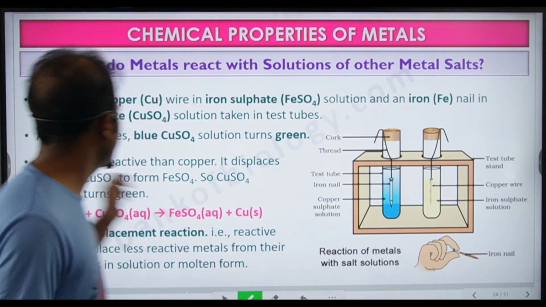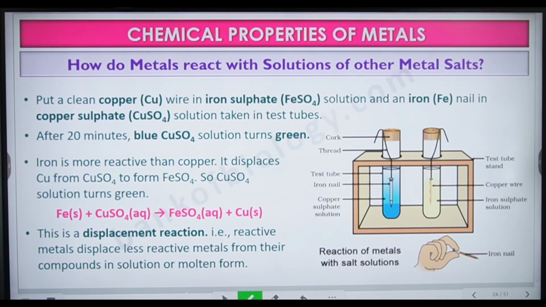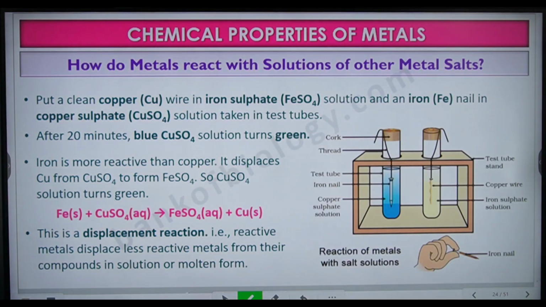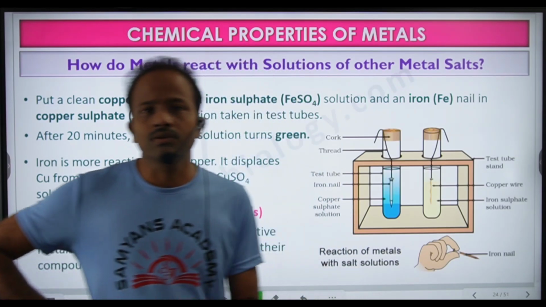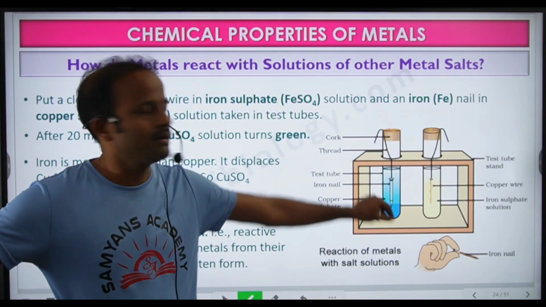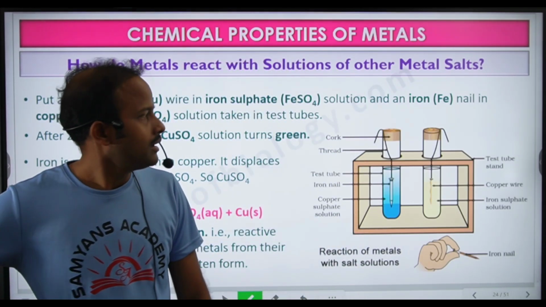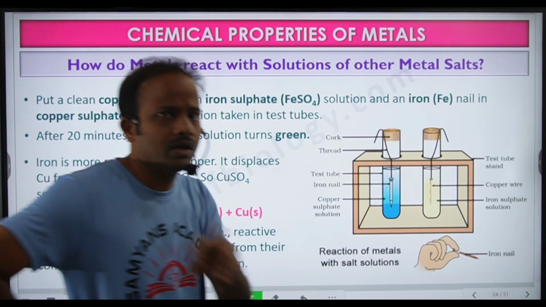Now see, how do metals react with the solutions of other metal salts? In this activity, we put a clean copper wire in iron sulfate solution and an iron nail in copper sulfate solution, taken in test tubes. Here we are doing the same thing. First we take the copper sulfate solution, and into that we keep the iron nail. Then you just reverse it.